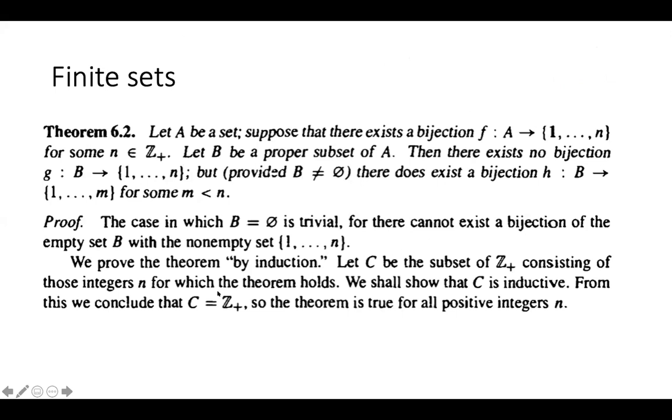The way we do this is, let C be the subset of Z plus consisting of integers N for which the theorem holds. We can show that C is inductive, and from this we conclude that C equals Z plus. So the theorem is true for all positive integers, which again is, I think, straightforward.